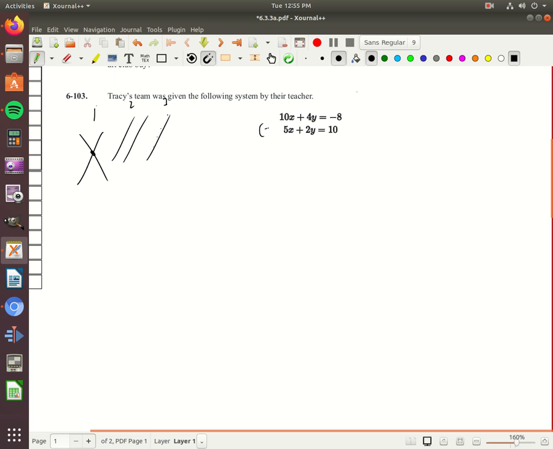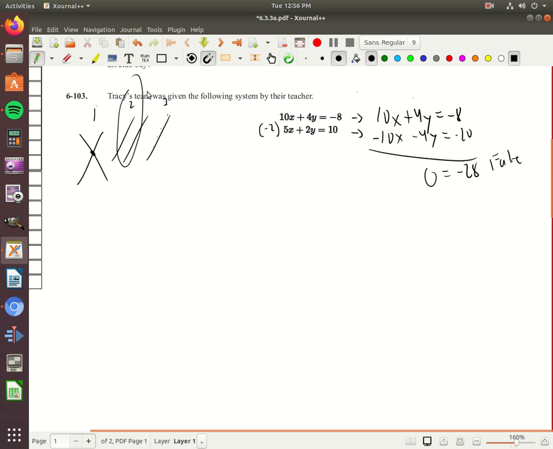We're going to multiply this by -2, the bottom by -2. We get 10x plus 4y equals -8. I get -10x minus 4y equals -20, and I get 0 equals -28, which is false. So I think that means that I am looking at option 2 here. I think I have parallel lines. They're going to go forever and never touch. So let's see if that's the case.